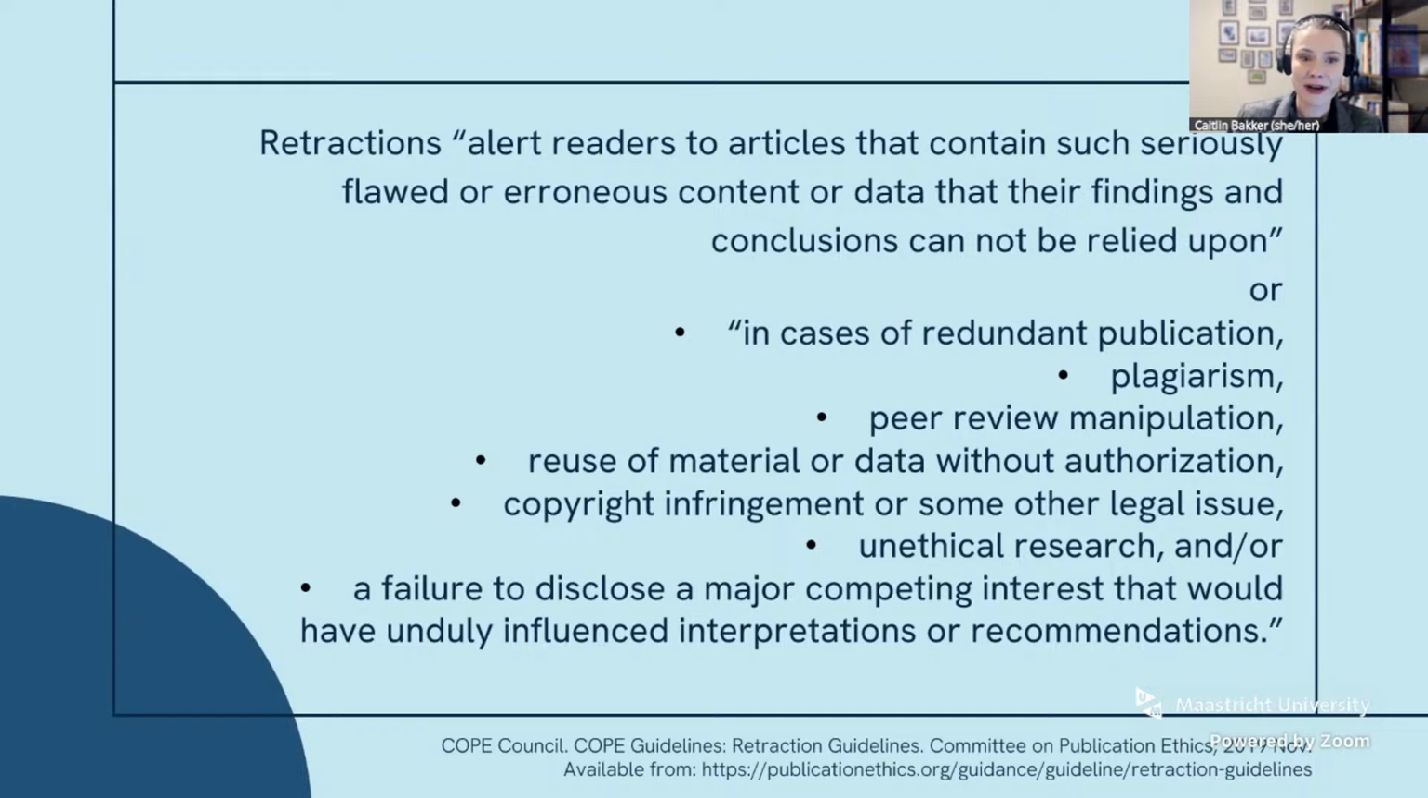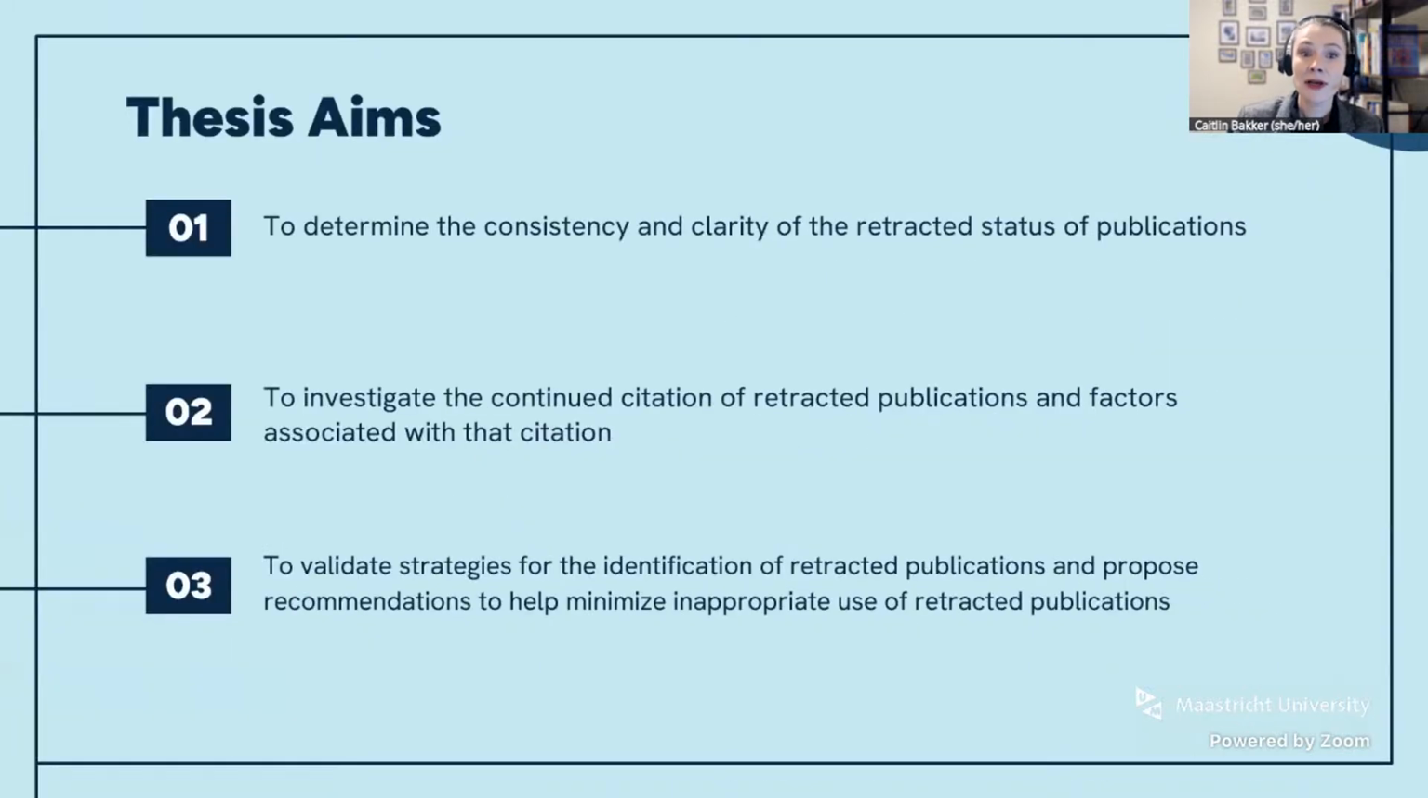But to say that the scholarly record has been corrected implies that there is a shared recognition and understanding that a correction has occurred. In other words, an effectively functioning retraction process must correct in such a way that is broadly understandable. And it's this functioning and understanding that this thesis explores. So more specifically, this thesis aimed to determine the consistency and clarity of the retracted status of publications, to investigate the continued citation of retracted publications and factors associated with that citation, and to validate strategies for the identification of retracted publications and propose recommendations to help minimize inappropriate use of retracted publications.